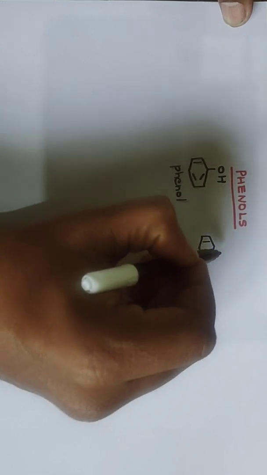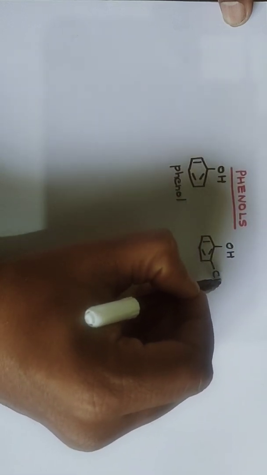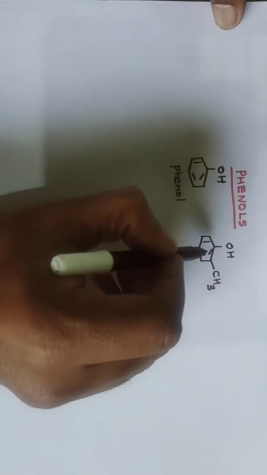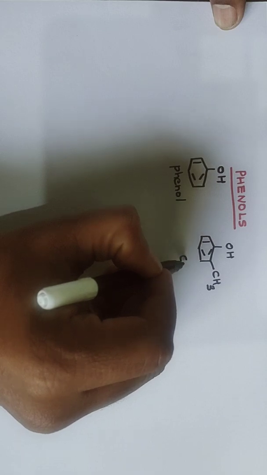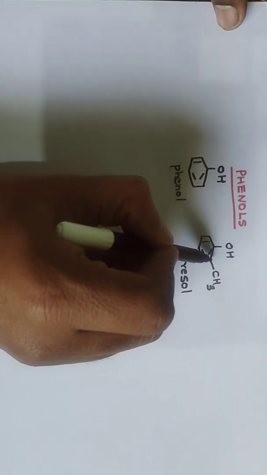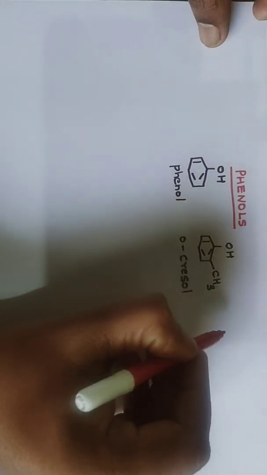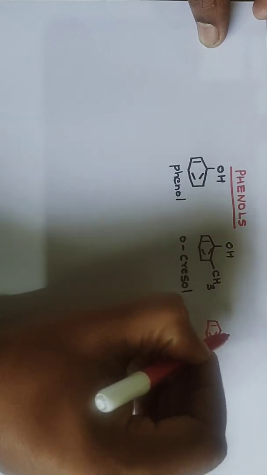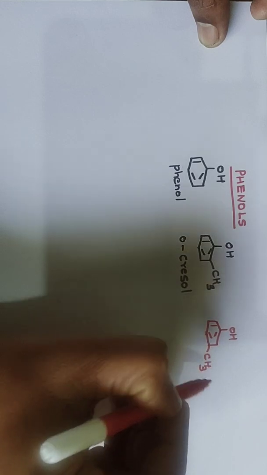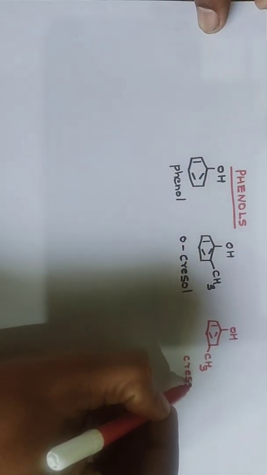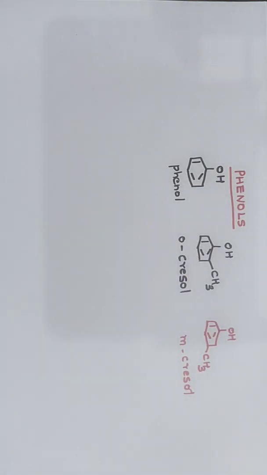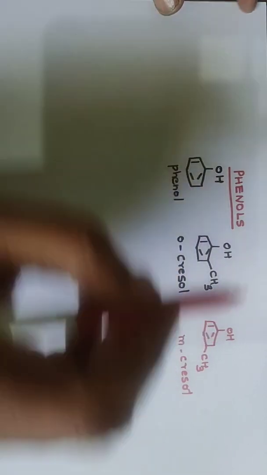Another molecule is benzene with OH and CH3 groups. If OH and CH3 groups are both attached to the benzene ring, we call such compounds cresols. Here the OH and methyl groups are present at the 1,2 position, hence we call them orthocresols. This molecule contains OH and a methyl group. This is also a cresol, but this is metacresol, because the groups are present at the 1,3 position. Similarly, if the methyl group is present here, we call it a paracresol.